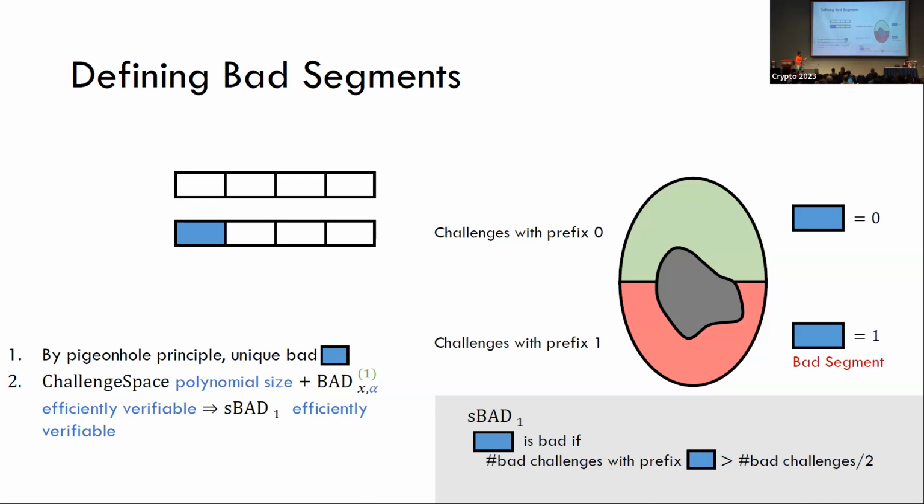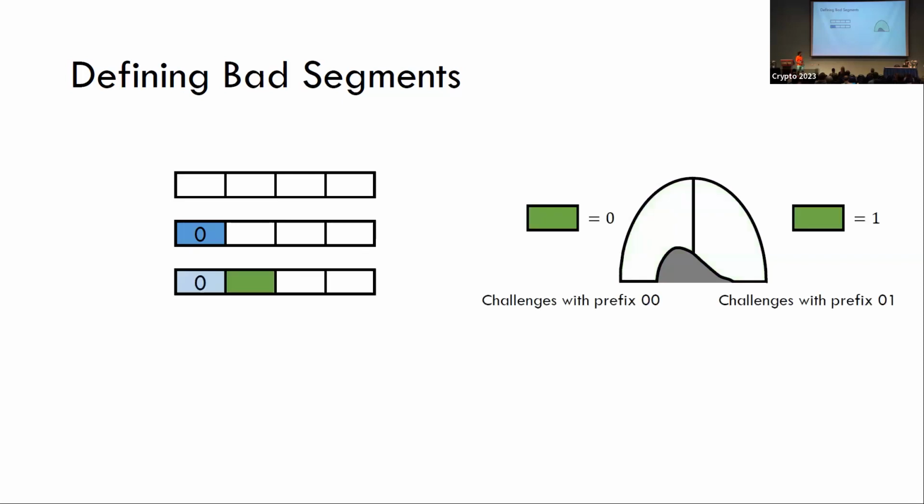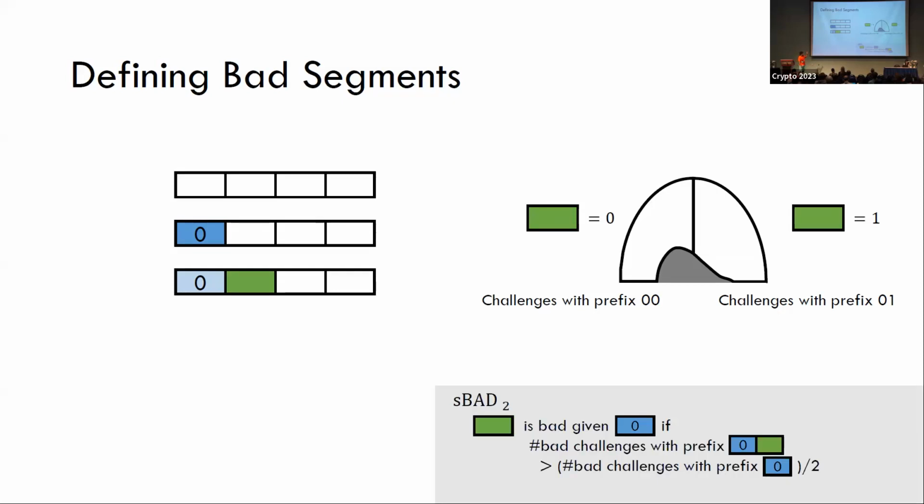What about the second segment? So let's say we've picked the first segment to be 0. That's the top half of the challenge space. Now we want to pick the second segment. And as before, we partition the remaining challenge space into 2 halves, the left half and the right half, depending on the prefix. And now we say the green segment is bad, given that the first segment, blue, was 0, if, again, the remaining bad challenges are at least half of the total challenges. So again, from the picture, you can see that there are more bad challenges in the left half than the right half. So that's our bad segment.